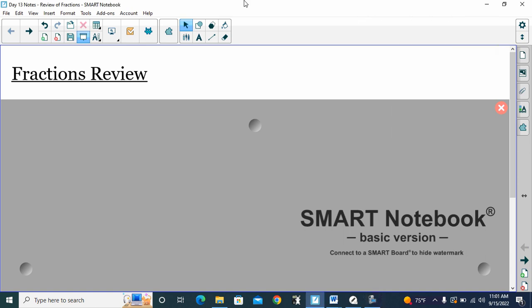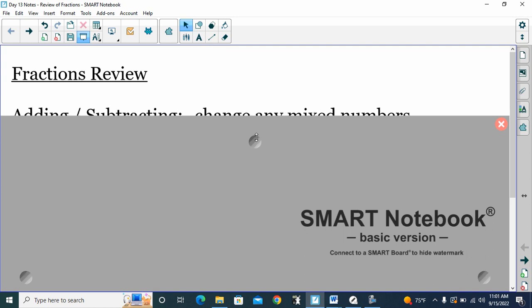Today's notes are a review of what we've done the past couple class periods with fractions. We will review how to add and subtract fractions as well as how to multiply and divide them. So first of all, adding and subtracting fractions.